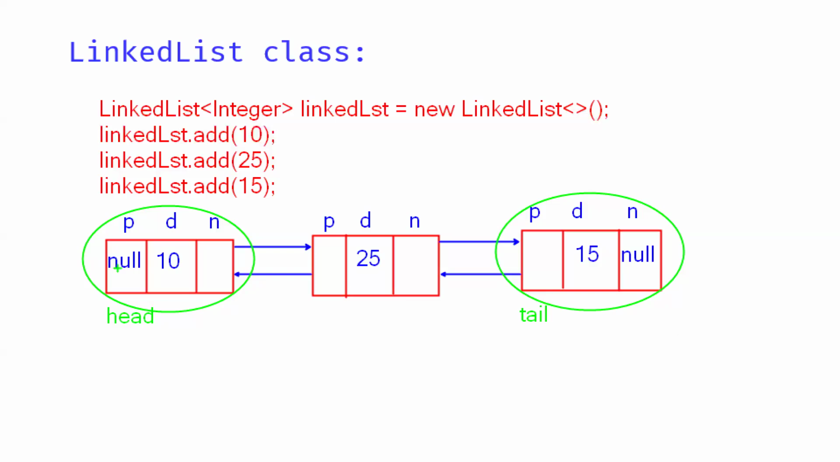Now take the second element, 25. Before 25, what is added? 10. After 25, what is added? 15. So the second element contains the previous element, and the second element also contains the next element. But what about 15? 15 has a previous element, but 15 doesn't have a next element. That's why next is null.